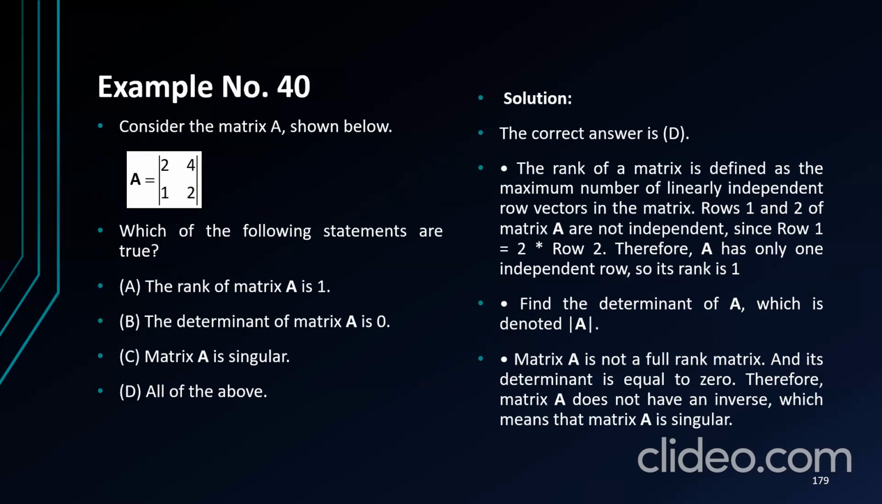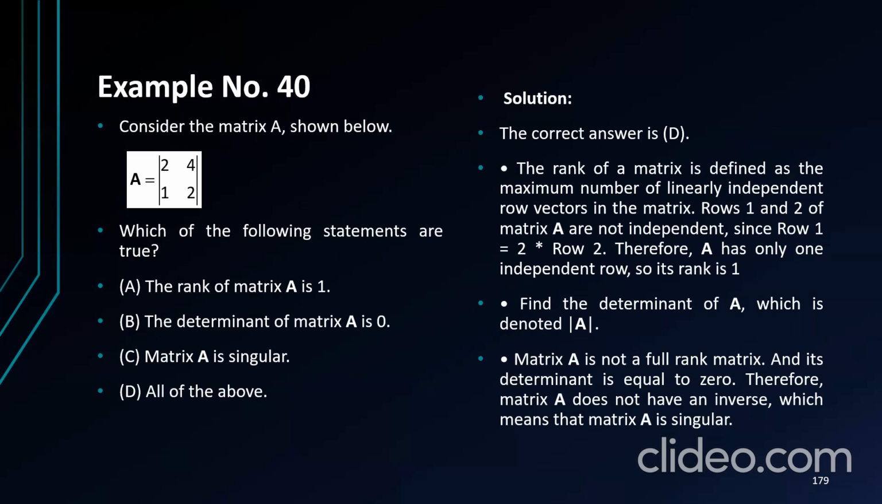Consider the matrix A shown below. A is 2, 4, 1, 2. Which of the following statements are true? A, the rank of matrix A is 1. B, the determinant of matrix A is 0. C, the matrix A is singular. D, all of the above. Okay, so the correct answer is D, all of the above.